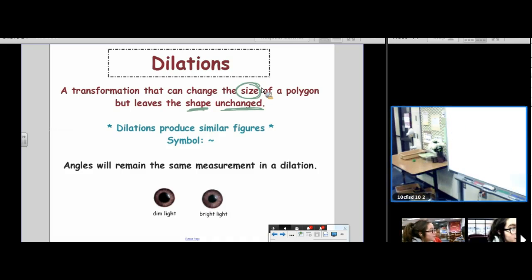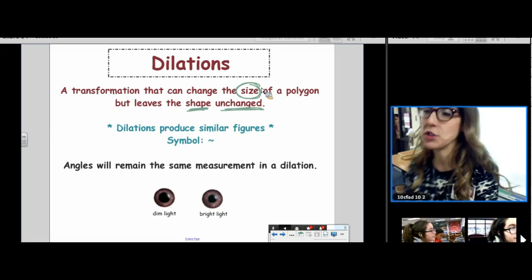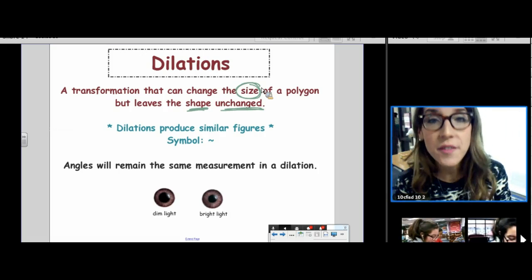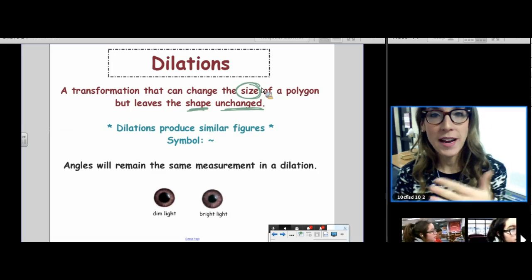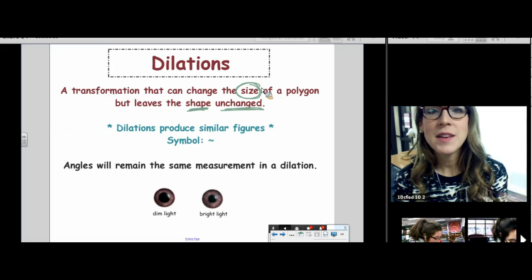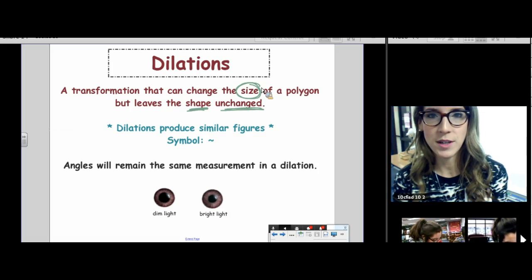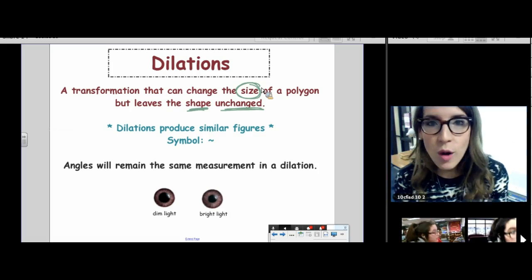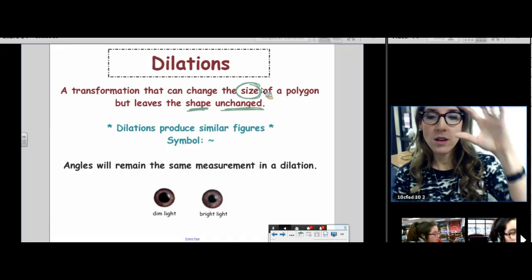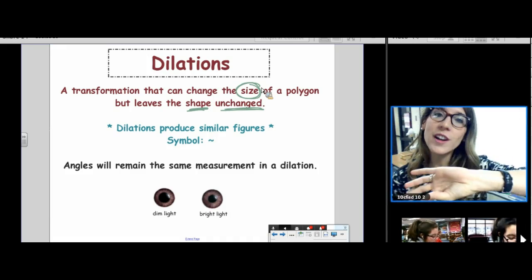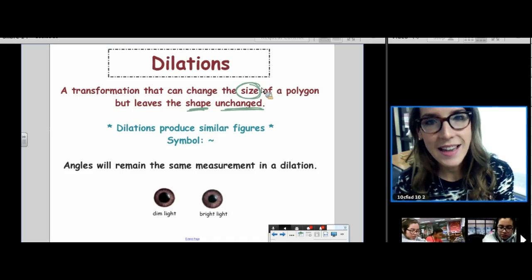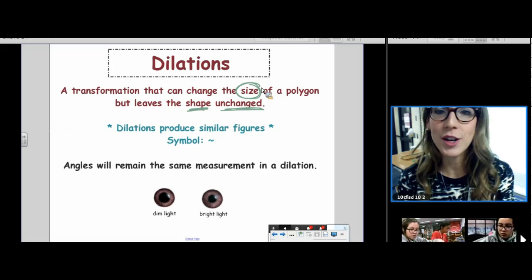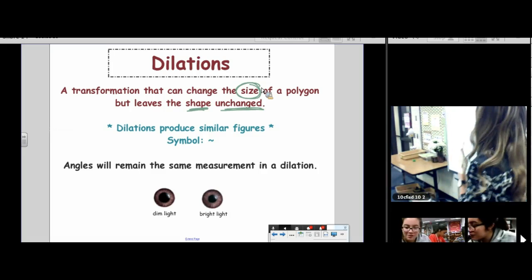Okay, dilations are going to produce similar figures. This is different than Tuesday and Wednesday. When you translate something, when you slide it, the result is congruent to the original. When you reflect a shape, the result is congruent to the original. When you rotate, when you turn a shape, the result is congruent to the original. When you dilate a shape, the result is no longer congruent, it is similar.